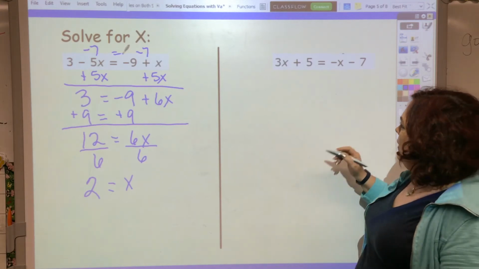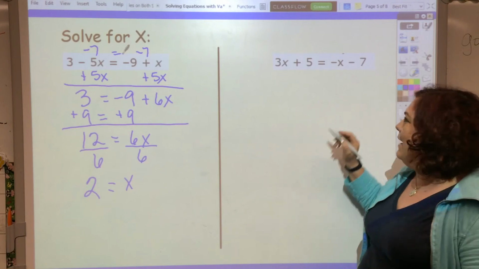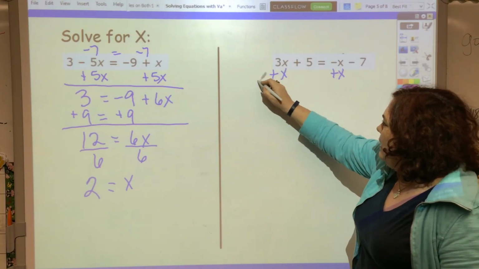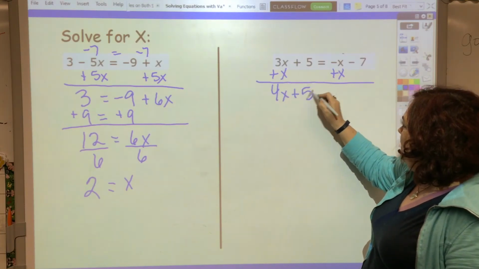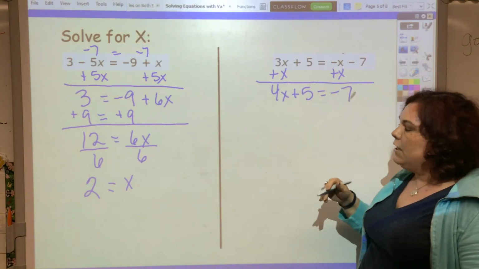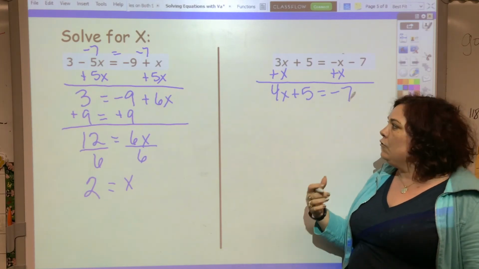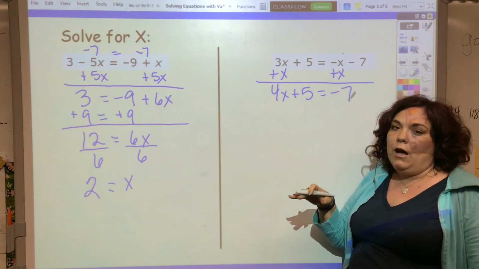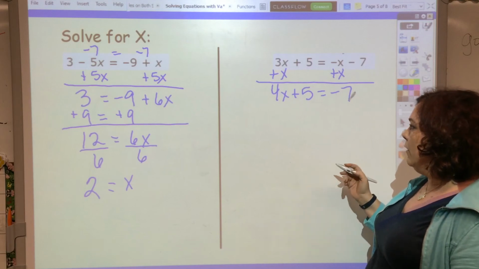On this one, I've got a negative x over here, so I'm going to add an x because I don't like those negative x's. And I get 4x plus 5 equals negative 7. Now you see, I'm not trying to do two steps at once. I'm not trying to not rewrite it and just keep it going. I'm taking my time and doing every step and showing my work.